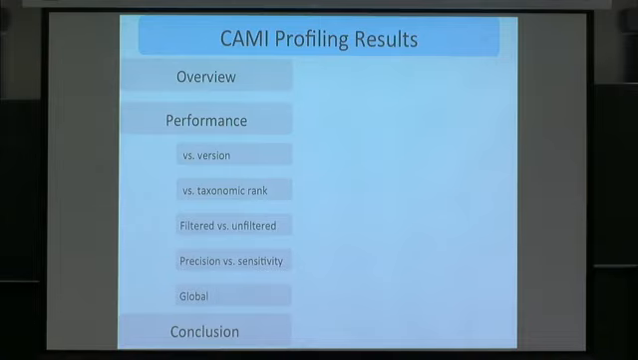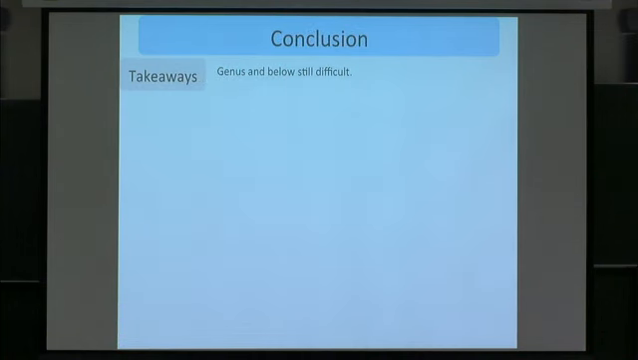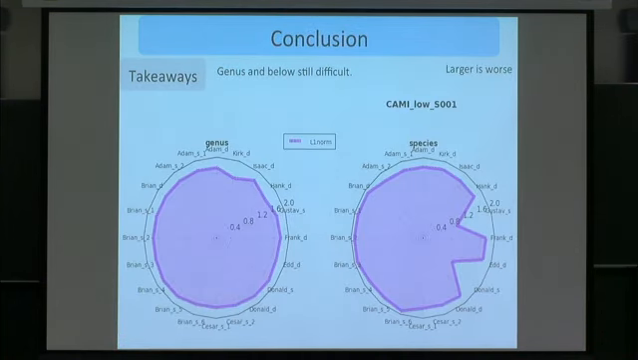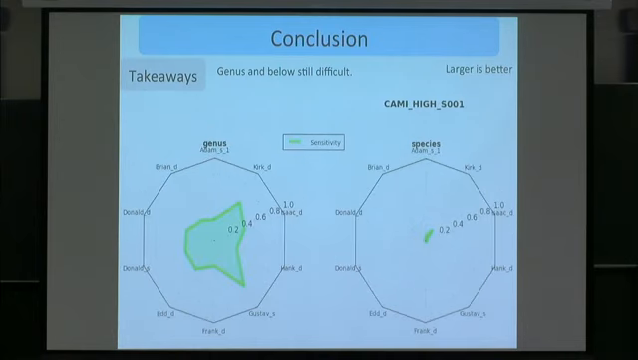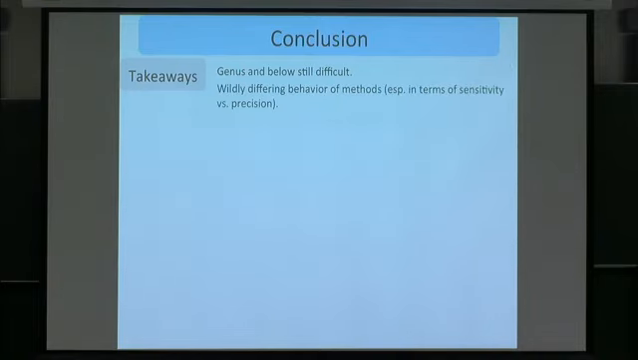Okay, conclusions. Yay, I have 3 minutes, I can do this. Okay, genus and below is still difficult. At the genus level and below, for L1 norm, larger is worse. They're all uniformly bad. Larger is better. Some methods have higher precision, like these guys right here, but pretty much uniformly genus level and below is still difficult, even though you have all these methods that talk about strain level quantification and things like that. It's still difficult when you have very realistic data sets, and also for other norms like sensitivity.